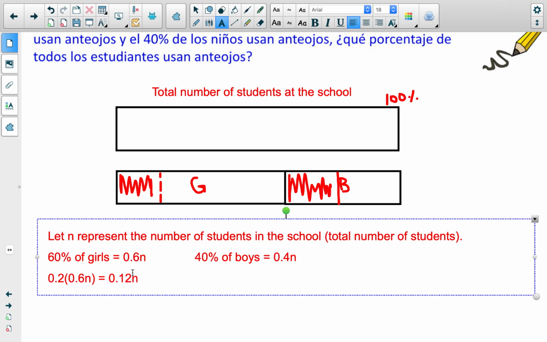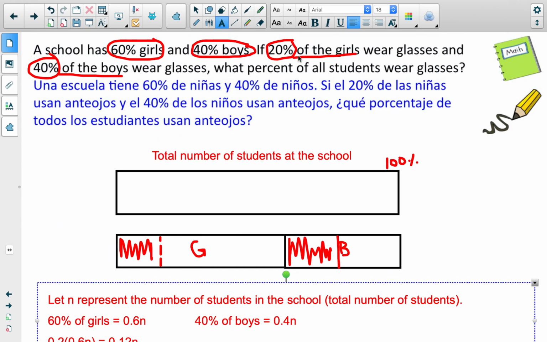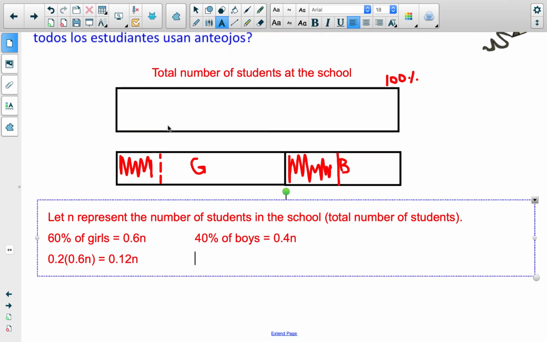Now, I'm going to do the same thing here. But over here it says 40% of the boys wear glasses. So I'm going to take 40% of the 40% N.